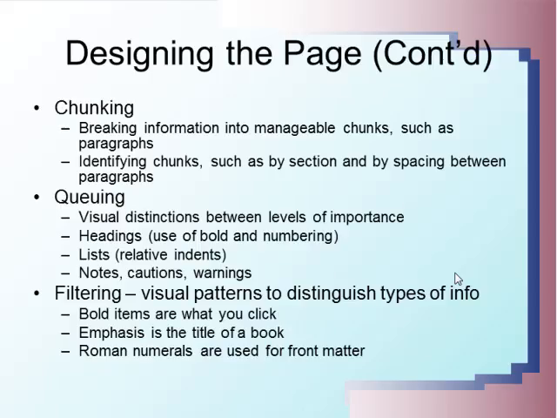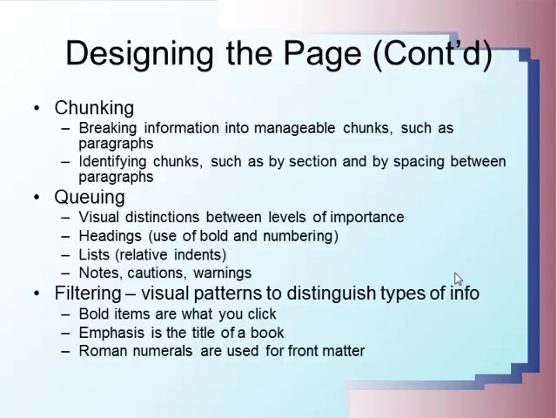Other things to talk about with regards to designing. I've mentioned chunking. Chunking is breaking information into manageable chunks, such as paragraphs. Identify chunks by section using headings, and by spacing, use of white space. So use white space to separate chunks of content. Use headings to separate chunks of content. For web pages, put a chunk of content on one web page and a different chunk of content on another web page, with the goal on a web page being to limit the amount of scrolling your audience has to do. Queuing. Queuing is visual distinctions between levels of importance.